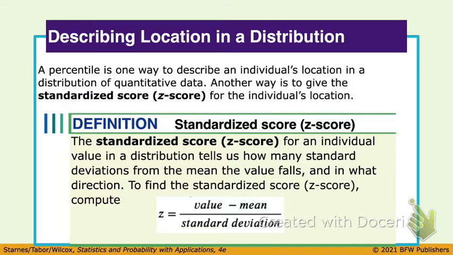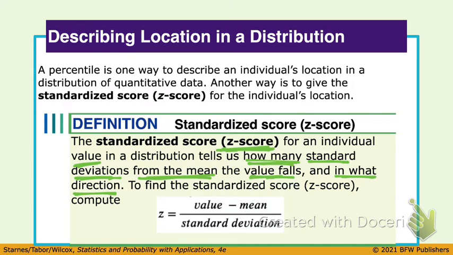All right. Describing location in a distribution. So a percentile is one way to describe that location, but a standardized score or a z-score is another way. So what is a standardized score? A standardized score, or a z-score as we like to call it, for an individual value in a distribution tells us how many standard deviations from the mean the value falls, and in what direction.